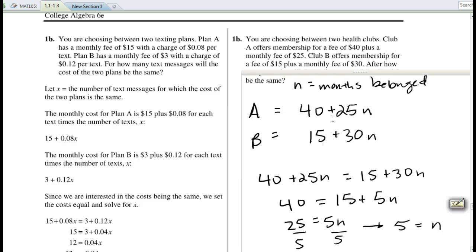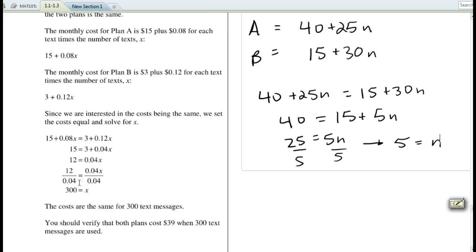After that, B is going to become more expensive. So if you plan on working out for more than 5 months, you want to join A, because in the long run it should be cheaper.